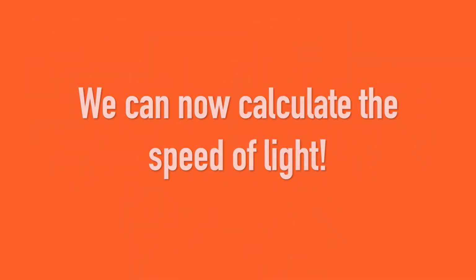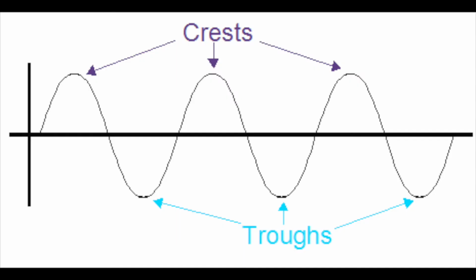As seen in the experiment, we can now calculate the speed of light. But first, let's look at the structure of a wave. Waves consist of a series of peaks and valleys. The peaks are called crests, and the valleys are called troughs.